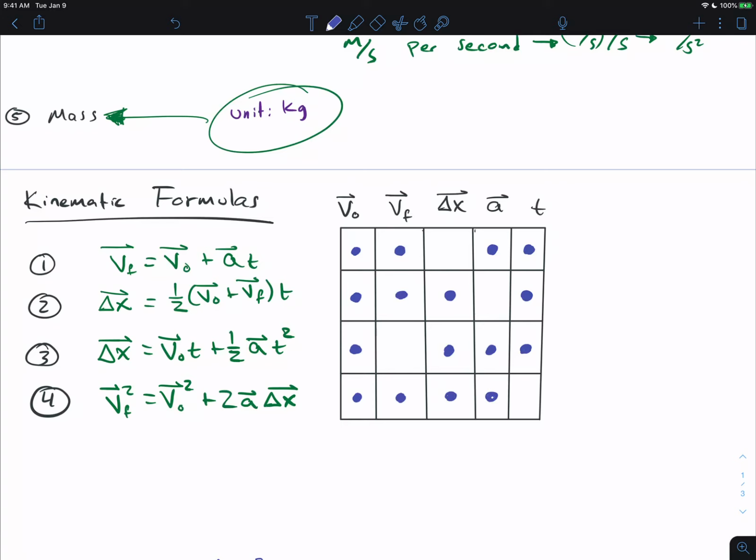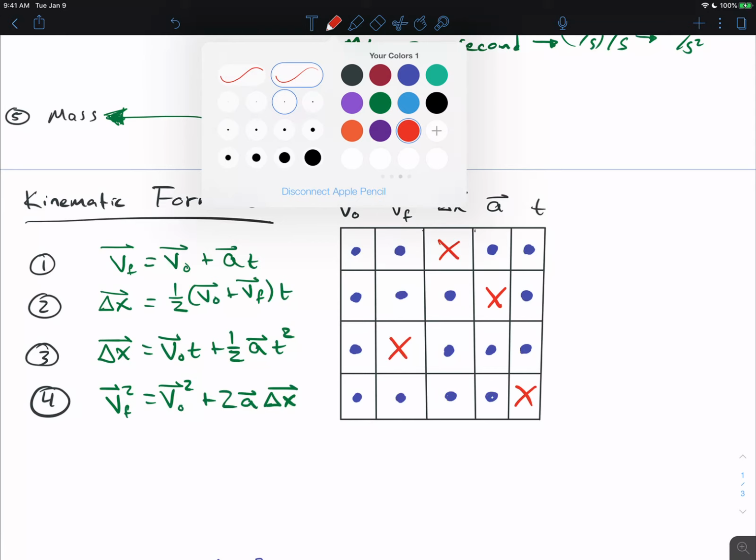Okay, so let's kind of look through what we have done here. In my first formula, I do not have displacement. In my second one, I don't have acceleration. In my third, I don't have final velocity. And in my fourth, I don't have time. So this is good because each one of these only has 4 out of the 5 pieces, right? So because it only has 4 out of the 5 pieces, now I've made this much easier to where I only need 3 pieces of information, right? So here, let me go and write this out.